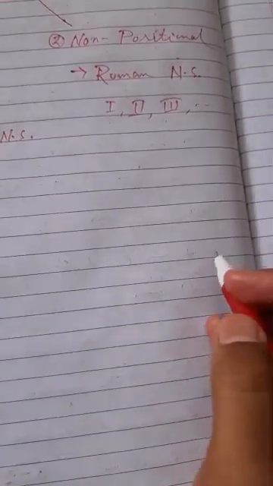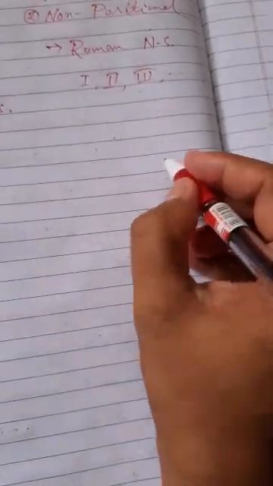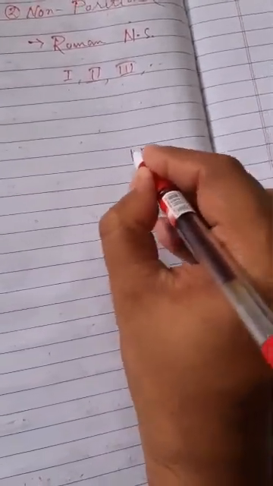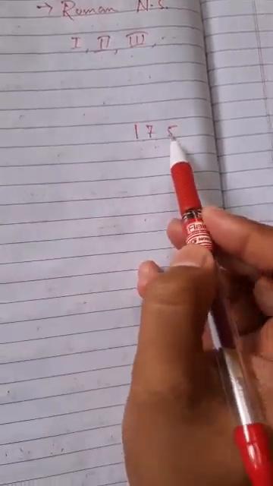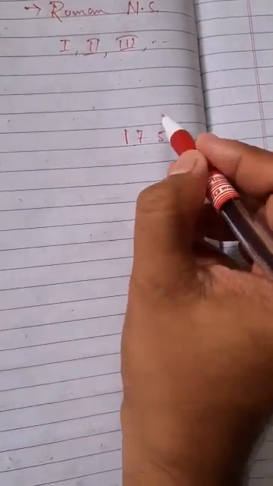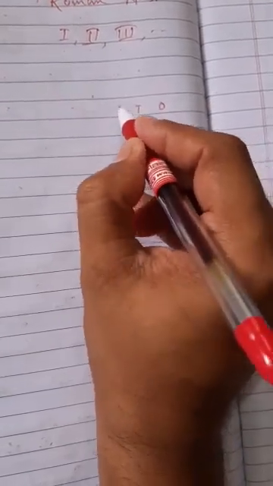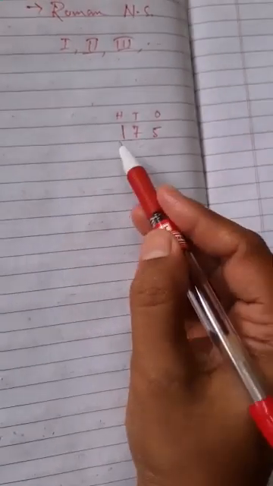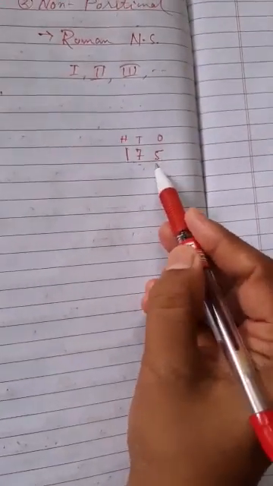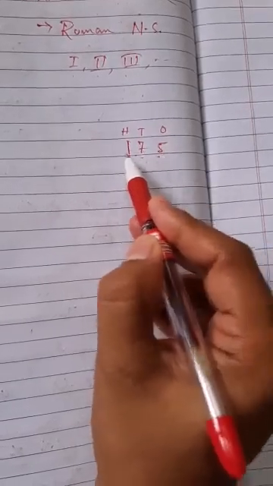Just like, suppose we normally use the decimal number system. Suppose 175. So what is this number? We can say this number is 175. That means this 5 has its own position value, that is the ones. This 7 has its own, that is the tens, and this 1 has the value of 100. So that means 1 hundred, 7 tens and 5 ones. So each and every digit has some particular value. But the Roman number system is not like that. It is just like some particular alphabet characters.